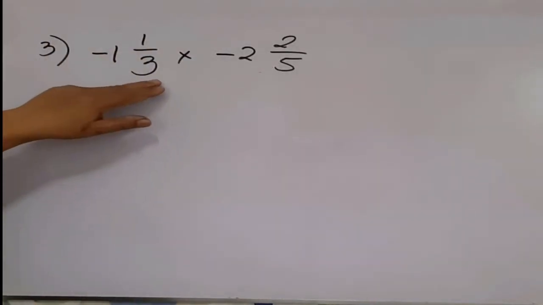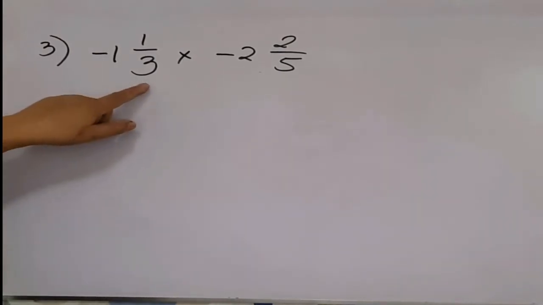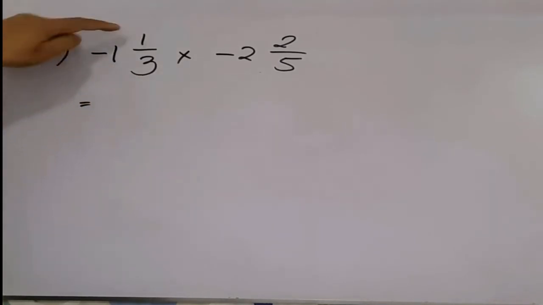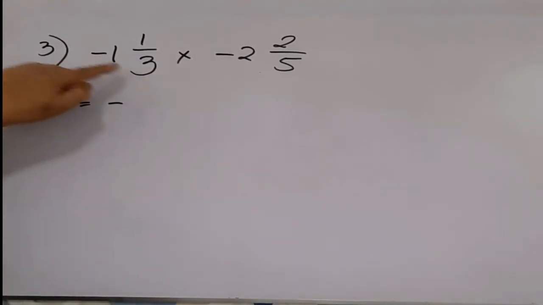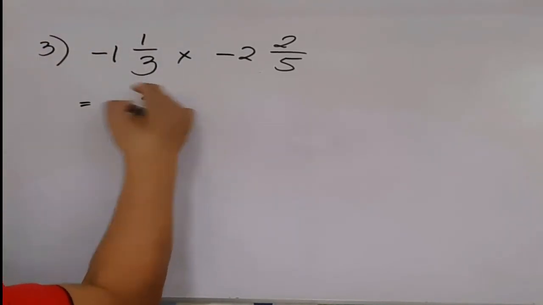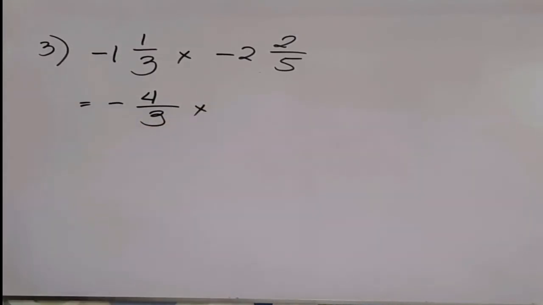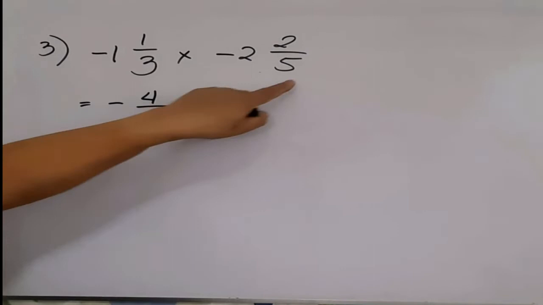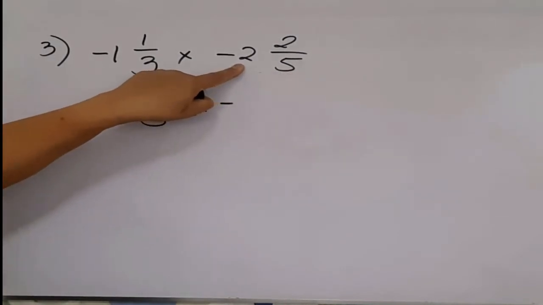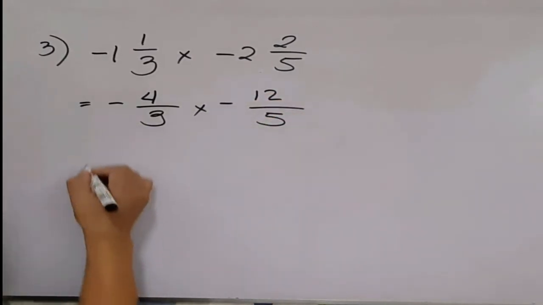Okay, let's take another example. The first thing we need to do is to convert these mixed fractions into improper fractions. How do we do that? We multiply the denominator and the whole number plus the numerator. So in this case, this is negative. 3 times 1 is 3, plus 1 is 4, and then over 3 times negative, 5 times 2 is 10, plus 2 is 12 over 5.